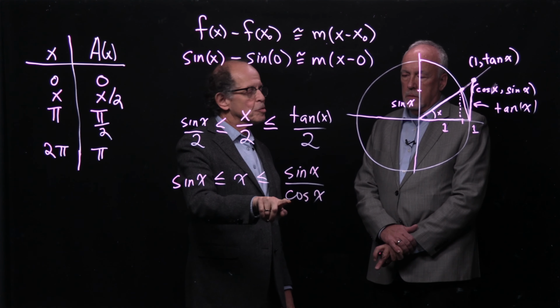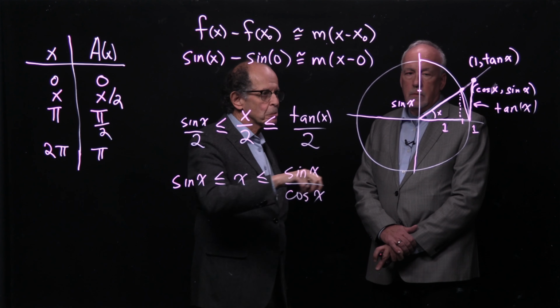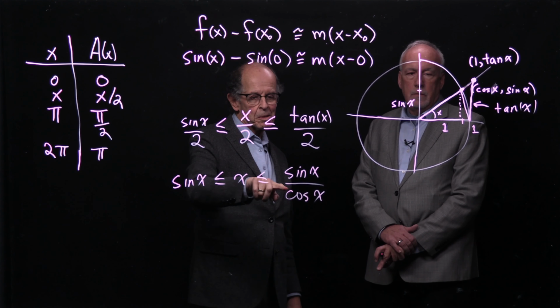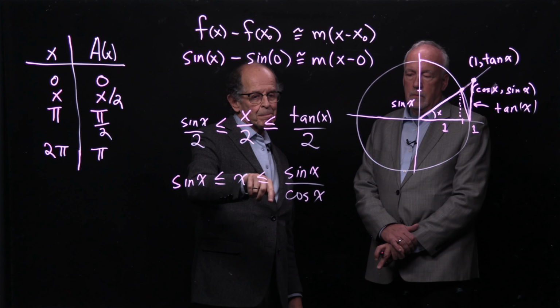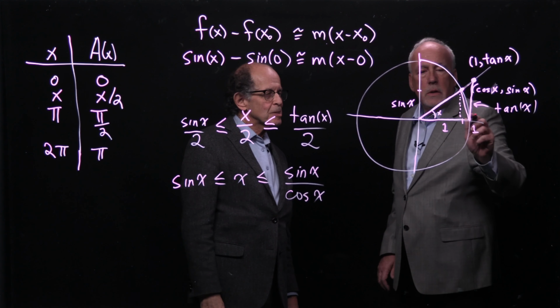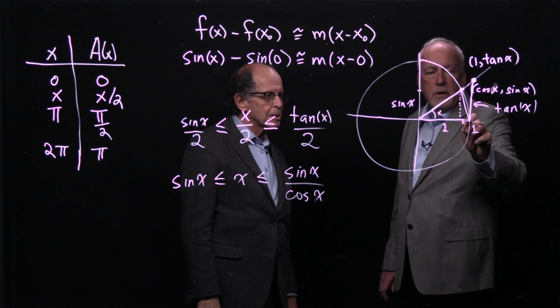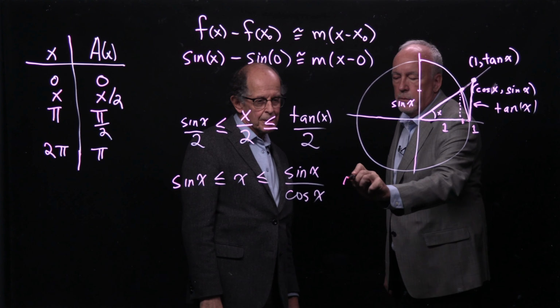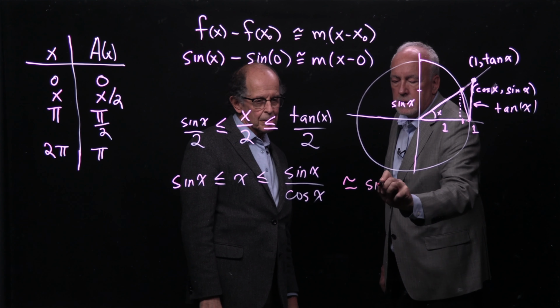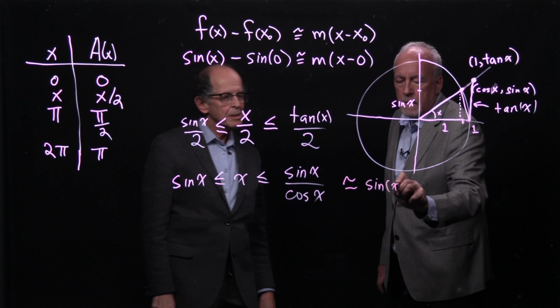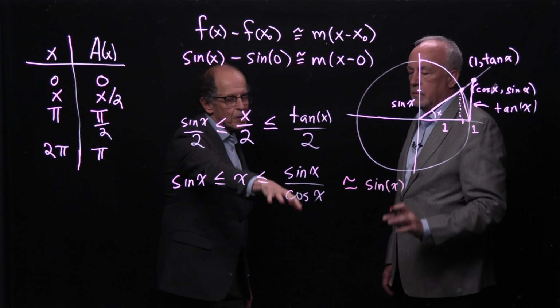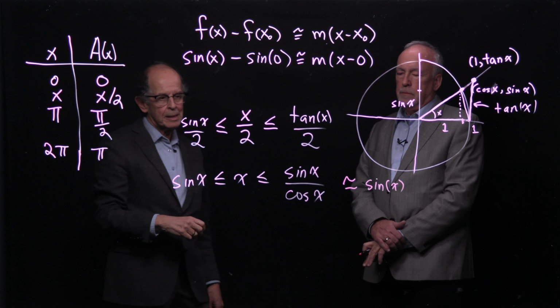And cosine x is a little bit less than 1 where we are, because we're near 0. That's right. x is going to be close to 0, so the cosine, this guy, will be very close to 1. So this will be approximately sine x, slightly bigger, right? Slightly bigger, because cosine is slightly less than 1.